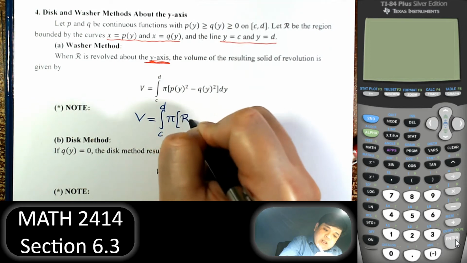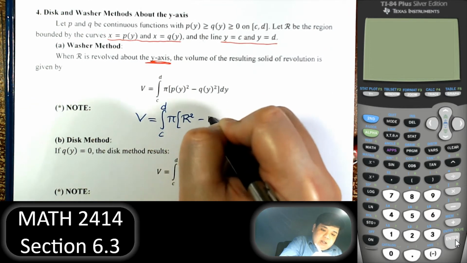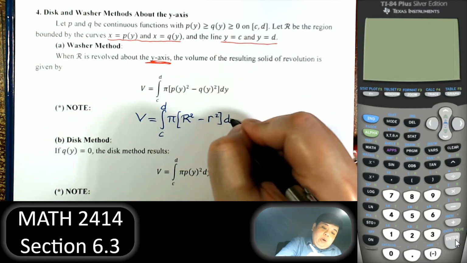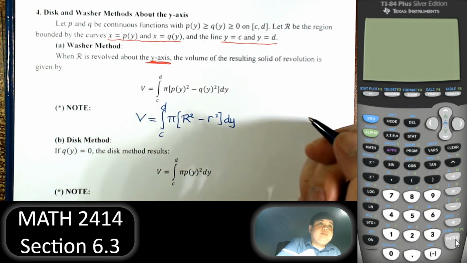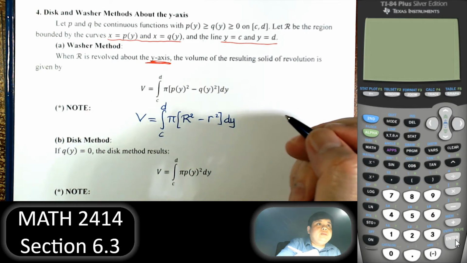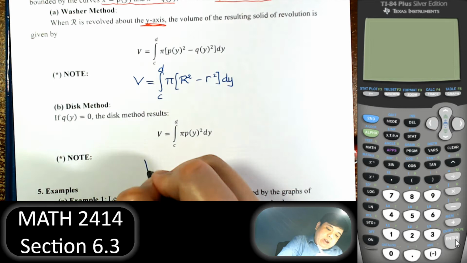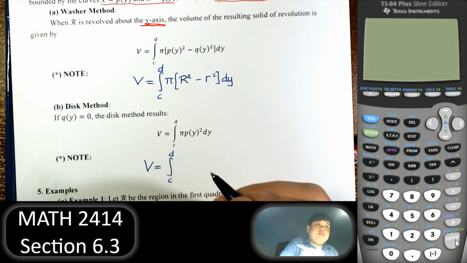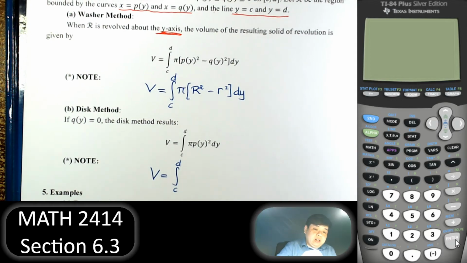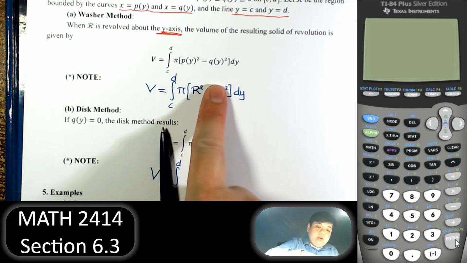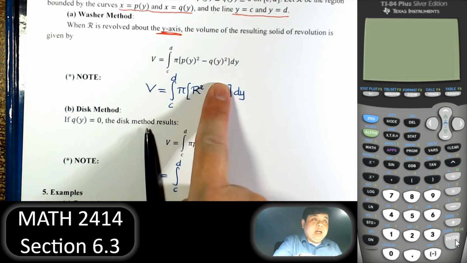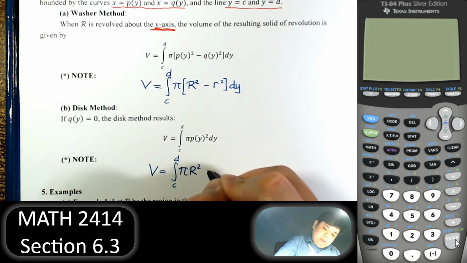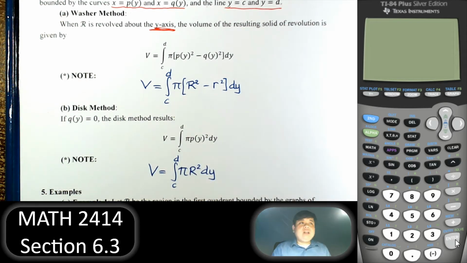So big radius minus little radius, and then the width is dy. Or here we have v. Now for this method there is no hollow region. If little r is equal to 0, if there is no hollow region, we have this method. Right, it's no big deal.